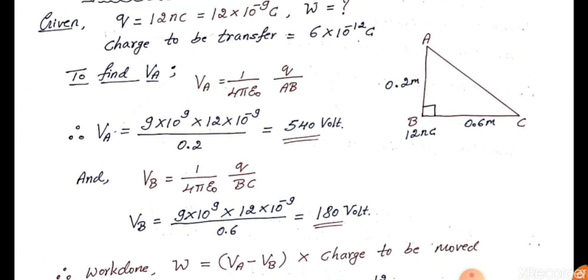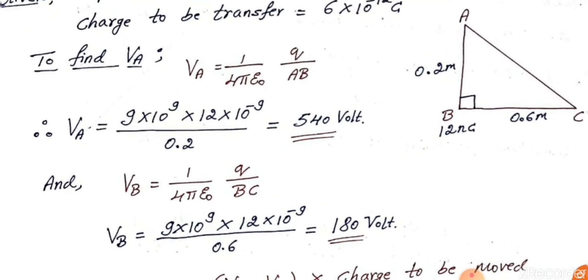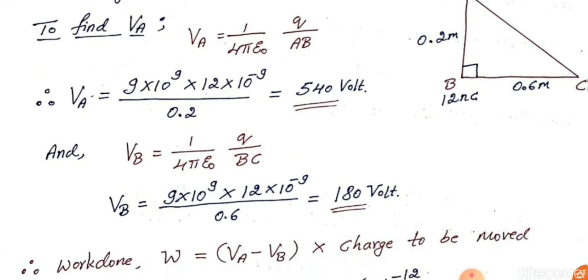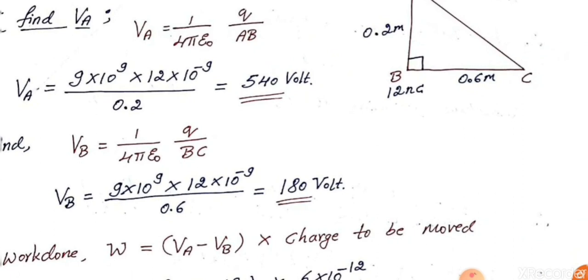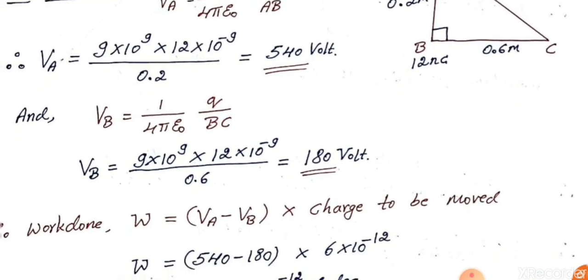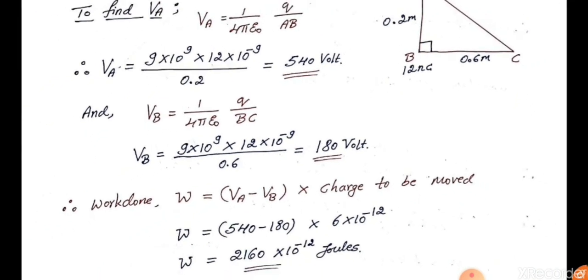First find out VA: 1 by 4 pi epsilon naught, Q by AB. That is the VA value you will get. Next find out VB, which you can also take as VC: 1 by 4 pi epsilon naught, Q by BC. BC means 0.6 meter we have to use here. Then you will get VB. After finding VA and VB, find the potential difference, that is VA minus VB.